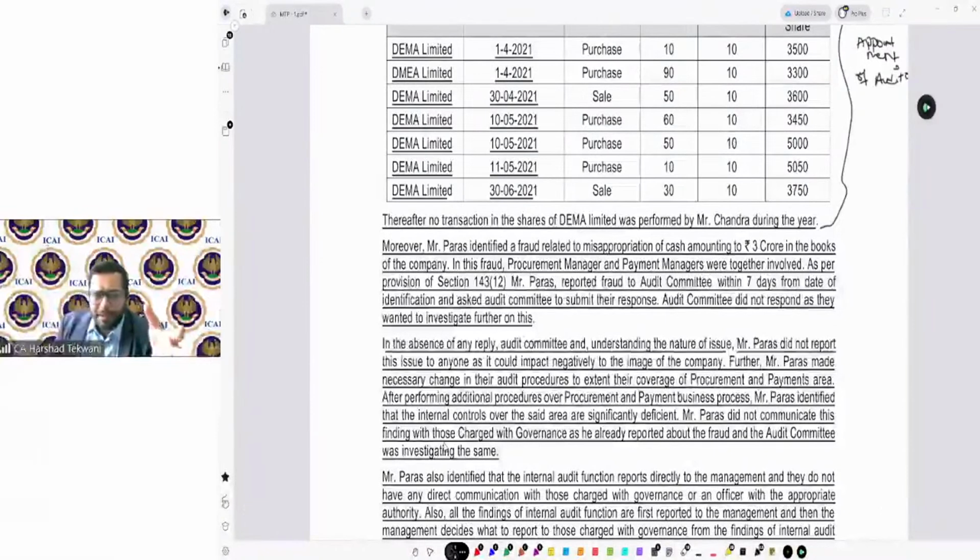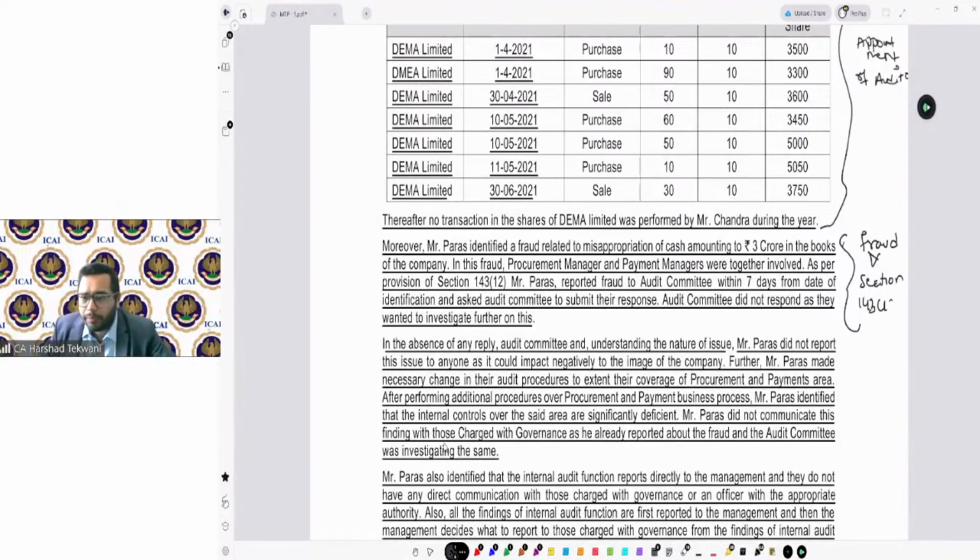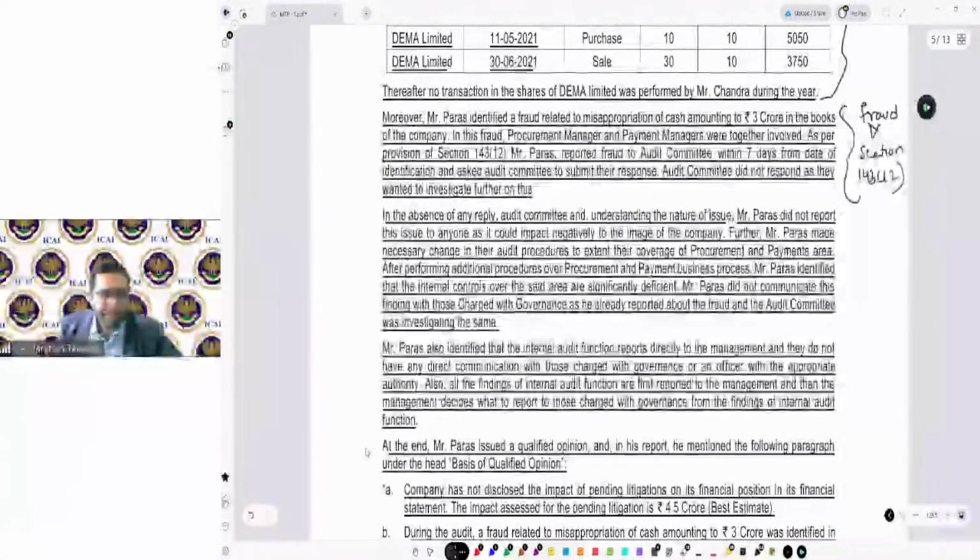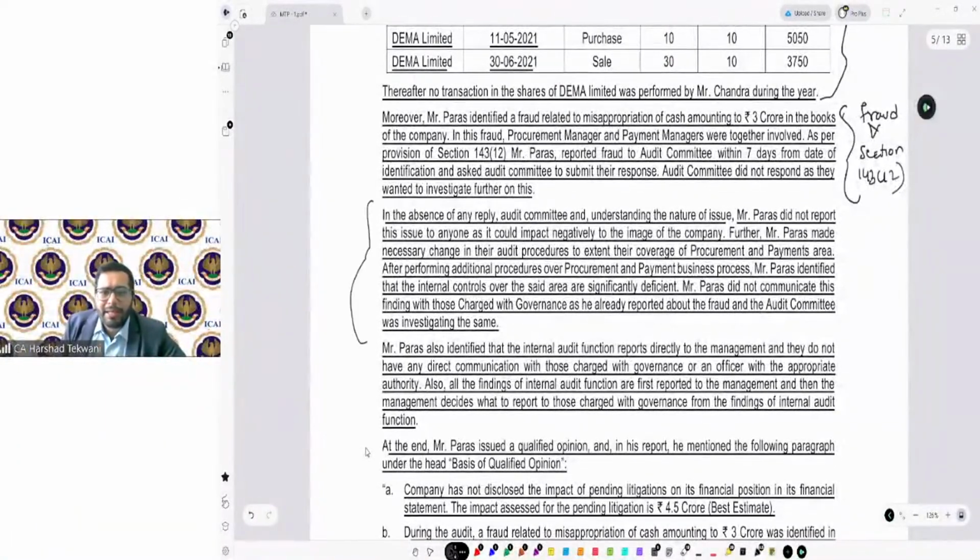Second paragraph, there is something related to fraud. If you see, Mr. Paras reported the fraud within 7 days and everything. So this is related to fraud and section 143(12). Fine. Third one. Again, this is related to fraud. That is the basic understanding I have got. And communication to audit committee.